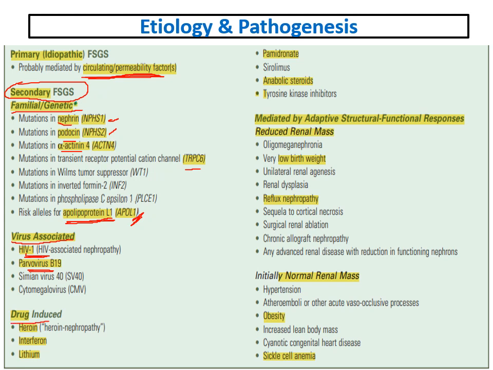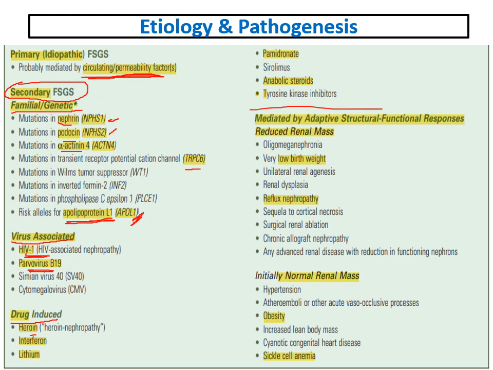Drugs, what about drugs? The most important are heroin, interferon, lithium, pamidronate, sirolimus, and anabolic steroids, and newer drugs, tyrosine kinase inhibitors. Very important to know each one of them. Drugs: heroin, interferon, lithium, pamidronate, one of the bisphosphonates, sirolimus, an mTOR inhibitor, anabolic steroids. Very important to know, and we have seen many cases, especially in young males who go to the gym and take anabolic steroids. We have seen many cases of secondary FSGS secondary to anabolic steroid use, and tyrosine kinase inhibitors.